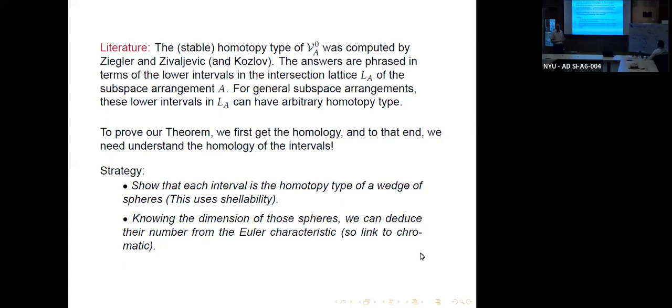I will go look at it in their books, try to find book theory, but there are many approaches now. Kozlov, Dmitry, who was here and gave a talk, has a beautiful explanation of this also, papers, generalizations. And the strategy here is to show that every interval is a homotopy type of a wedge of spheres. And if you know the dimensions of the spheres, you can deduce their numbers. So if you know a space is a wedge of equal dimensional spheres, to know how many spheres there are, you only need the Euler characteristic. And the Euler characteristic is the A1 of the chromatic.